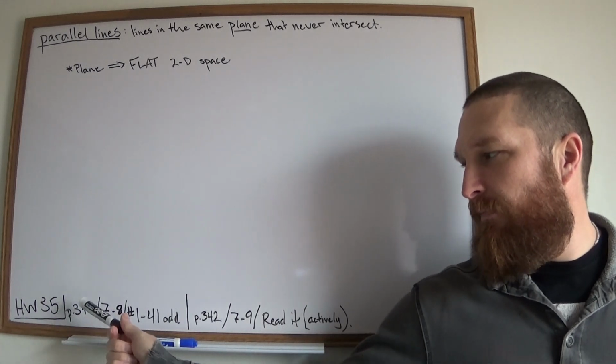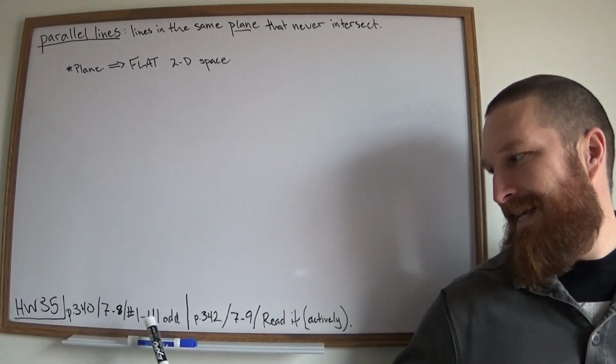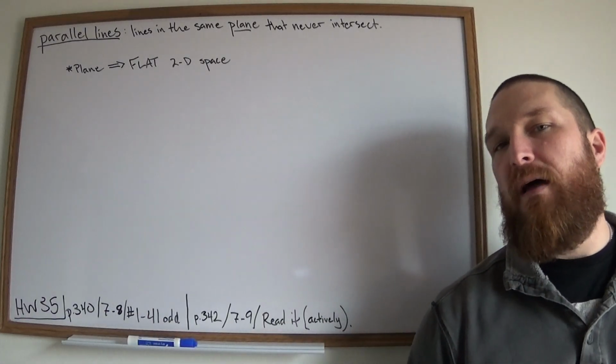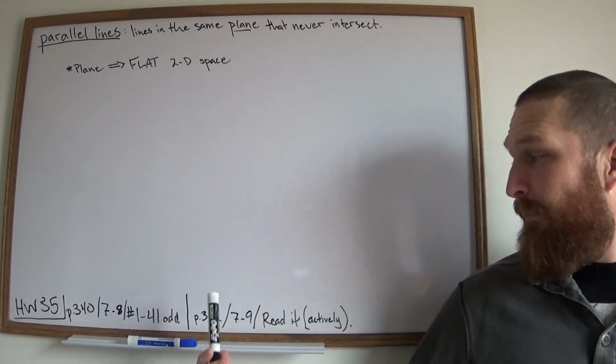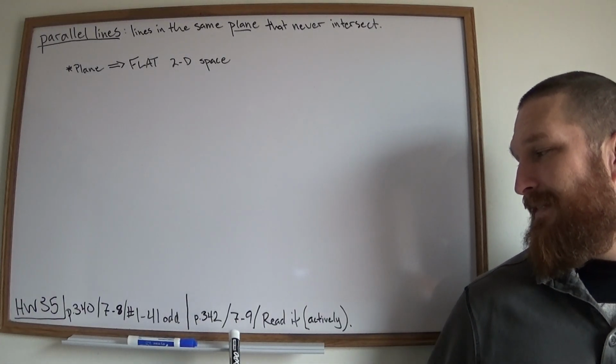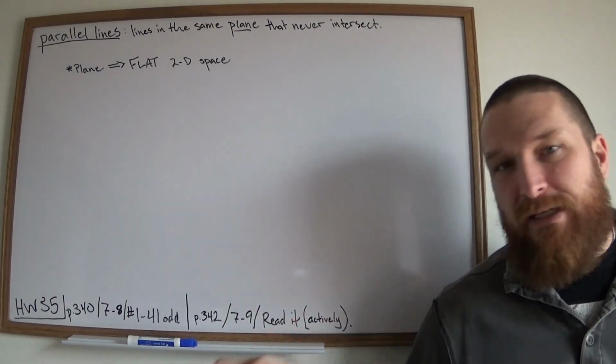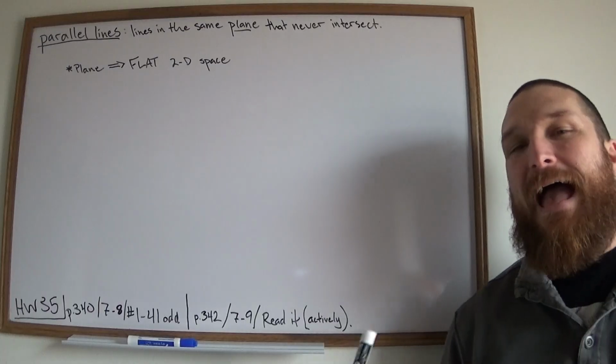Homework 35, page 340, chapter 7, section 8, 1 through 41 odd. Then I'm going to have you on page 342, this is chapter 7, section 9, read it. Okay, just read it, and I put here read actively.